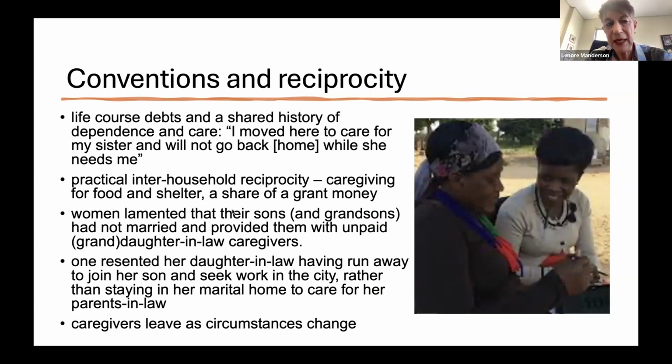Why people take on care includes a shared history of dependence, and associated with that, a shared history of love and mutual care. So people who were brought up by a grandparent, as an example, who need now continuing care, believe and state that they are obliged to care for that person. But at the same time, as I've already said, they often gain from that. They have access to shelter and food and a share of grant money in an environment where they may have little work and may have little access or no access to shelter, for example, and may struggle to support themselves.